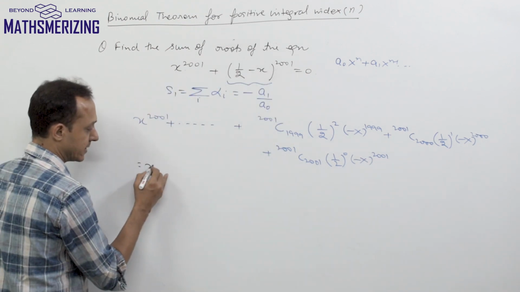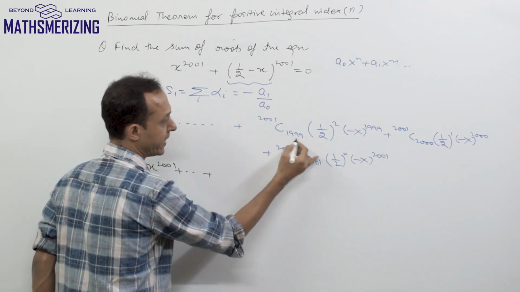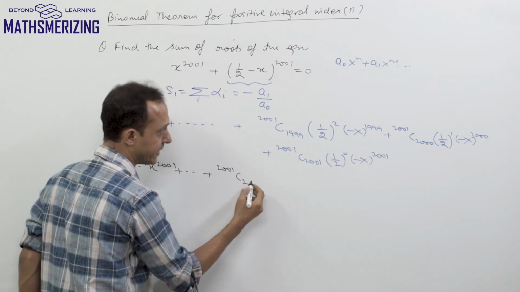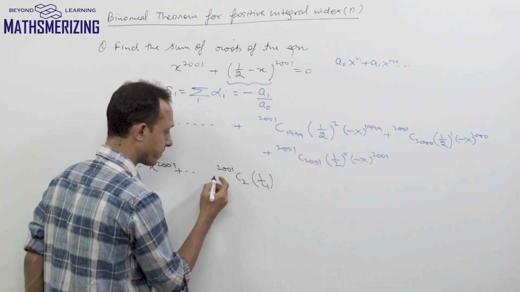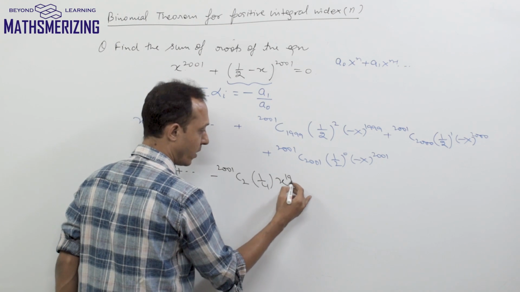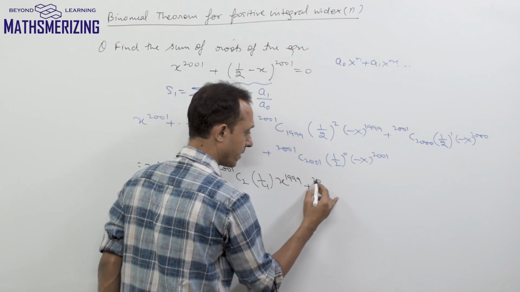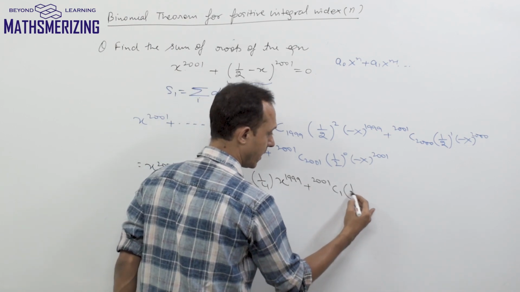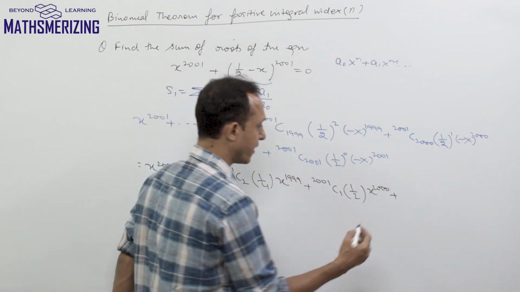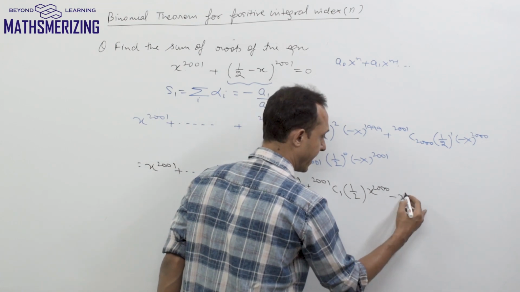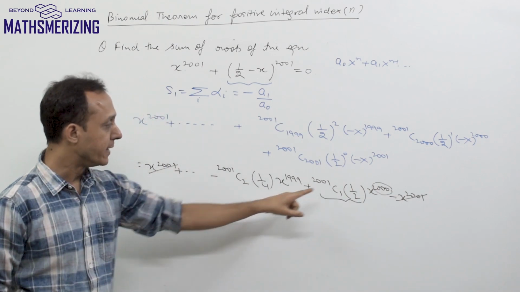So I can write it as x to the power 2001 plus 2001 c 1999, which I can also write as 2001 c2, into 1 by 4, and it will be minus x to the power 1999. Now 2001 c2000, it will be 2001 c1, into 1 by 2, and then x to the power 2000, and then plus 1, and then minus x to the power 2001. So x to the power 2001 will get cancelled. So it's a polynomial of degree 2000.